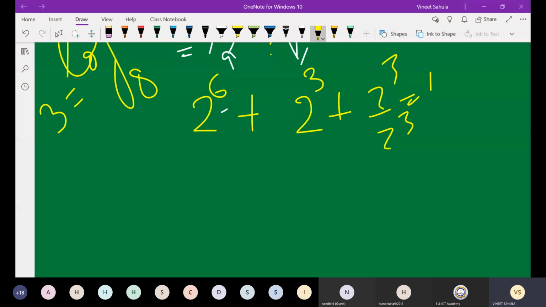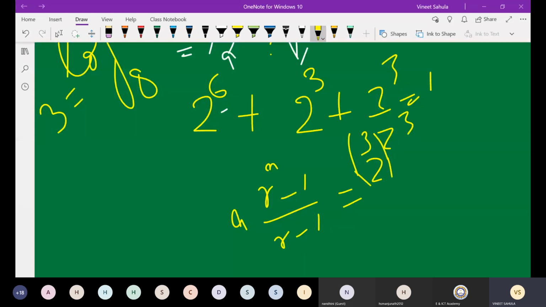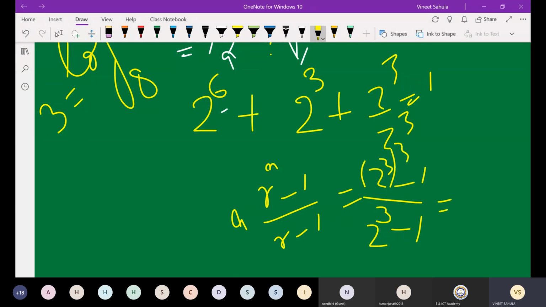How do you do it? Number of terms and the ratio. The sum is A times R to the n minus 1 over R minus 1. A is 1. The ratio is 2 to the power 3, and the number of terms is 3. So R minus 1 is 2 to the power 3 minus 1, and R to the n is 2 to the power 3, number of terms being 3, minus 1. So you can find out what the number is. You can do it. I'm coming back to my slides.